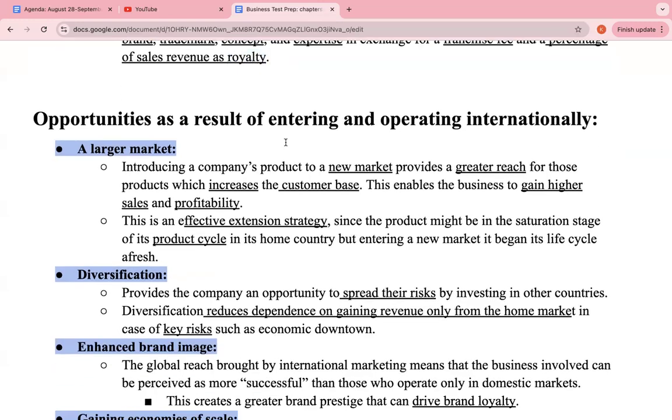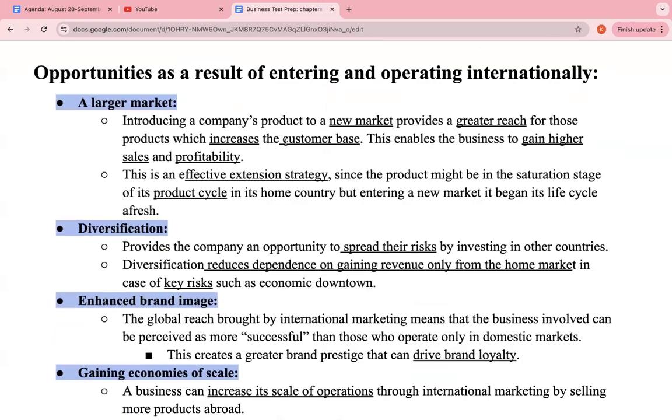So that's it. So, opportunities as a result of entering and operating internationally. Basically, the first opportunity is a larger market in general, so a larger market share. Introducing a company's product to a new market provides a greater reach for those products, which increases the customer base. This enables the business to gain higher sales and higher profitability because, again, the more they're selling, the more profit they're making.